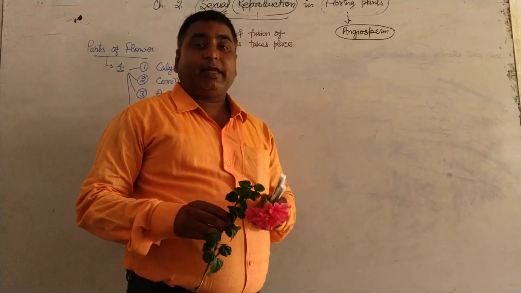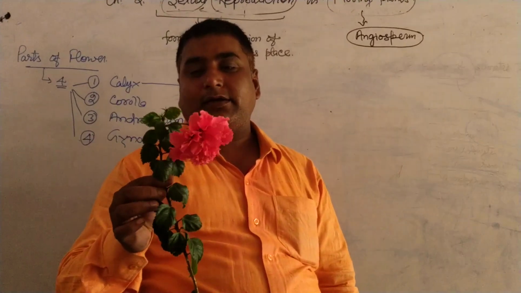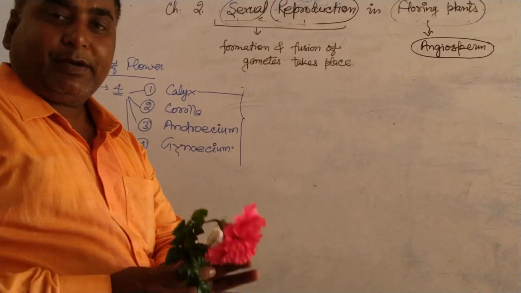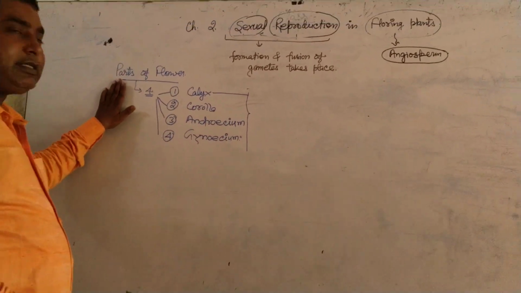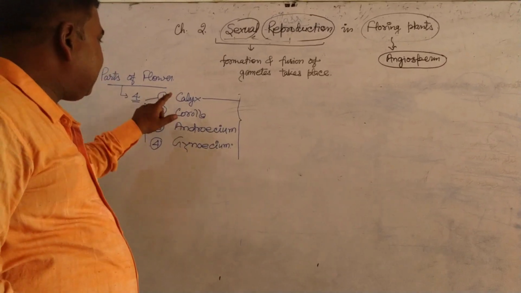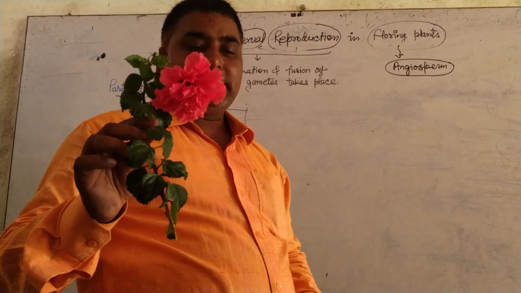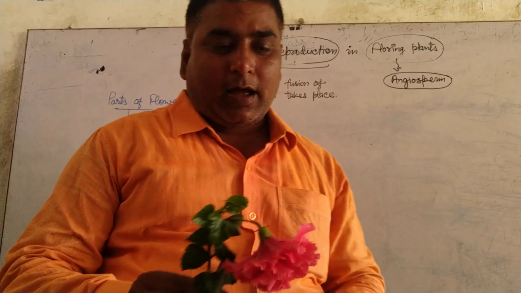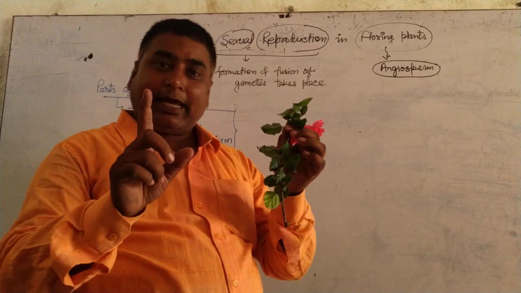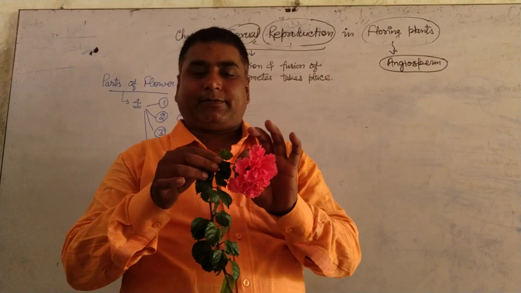Now listen carefully, this is the flower which is in my hand, and you see very carefully. I told you in my previous video about the parts of a flower. A flower has four parts, that is calyx, corolla, androecium and gynoecium. And here this is a flower, and what is this? This is the stem. You see very carefully.